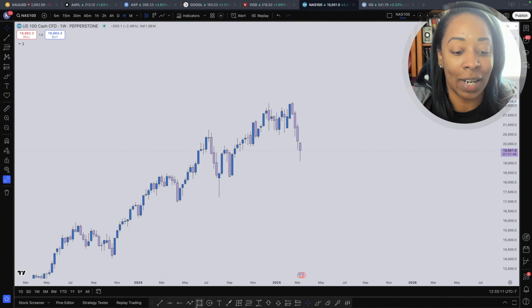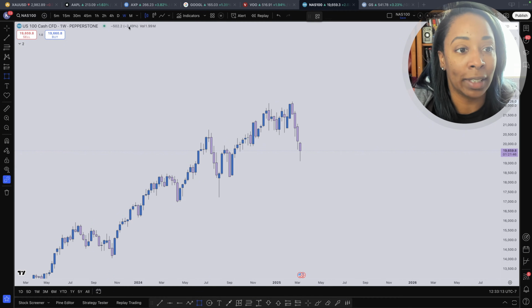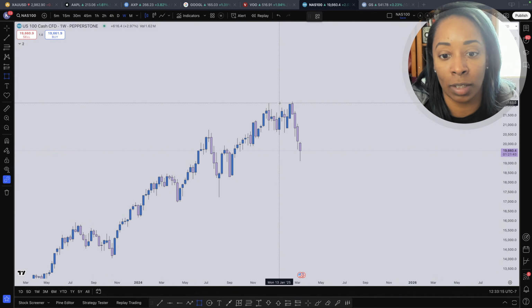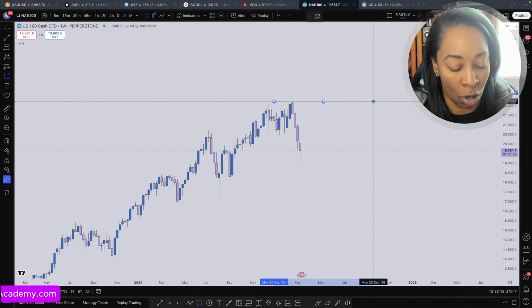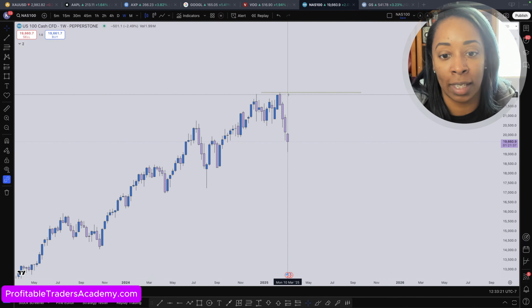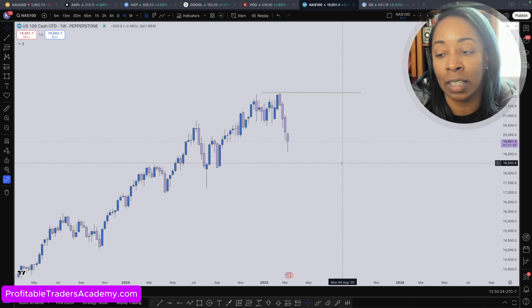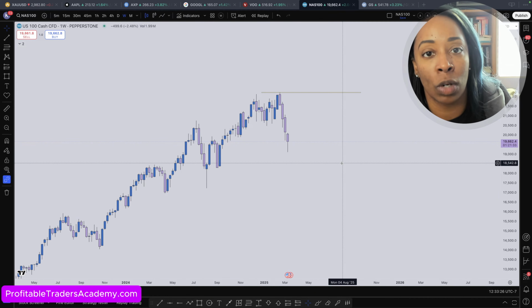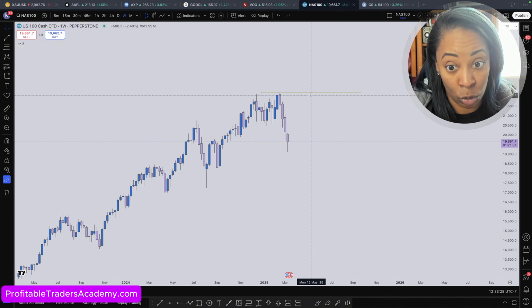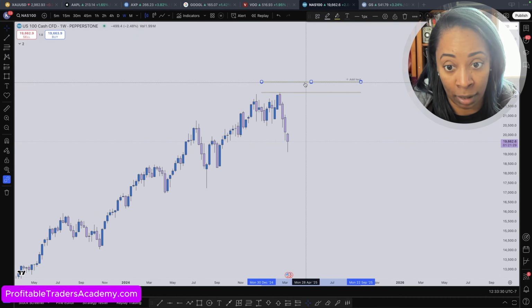So let's go ahead and mark off on the weekly time frame. That's where we always start. Let's go ahead and mark off the highest level inside of this market. I like marking that off first. I'm just going to make a really thin line, and then the height in this market is at 22,226, and then I'm going to take this level and then clone it again.